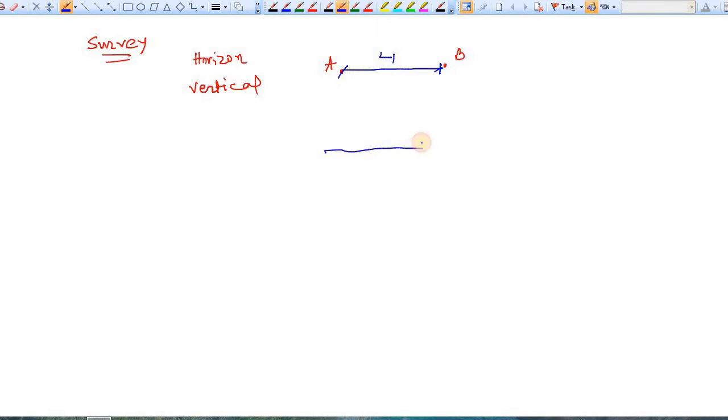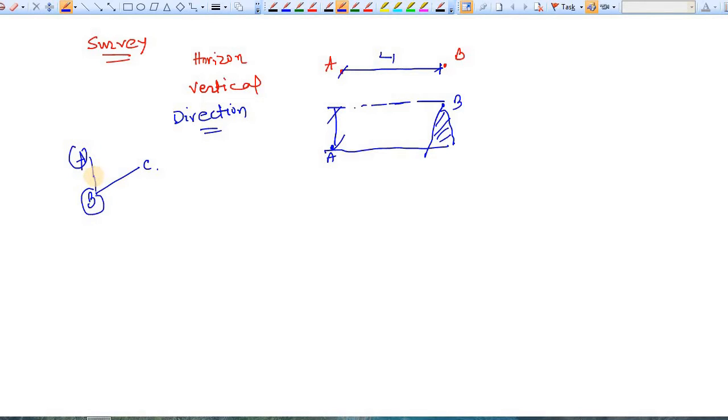Or let's say here this is point A and at this point B. So to measure the vertical distance from A to B you can use survey. And also, what is measure of direction? Direction measurement means, let's say this is line AB and this is line BC. So measurement of direction of line BC with respect to AB is defined by this angle theta. So this is also part of your surveying.